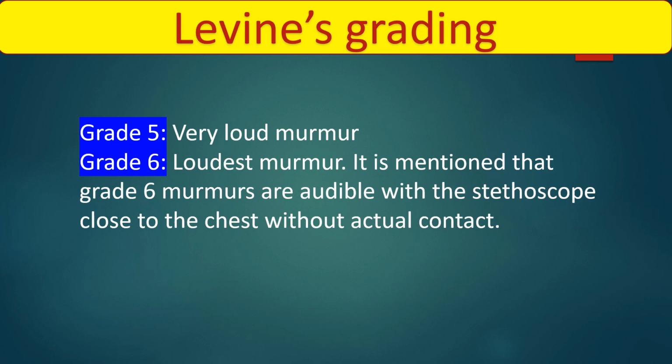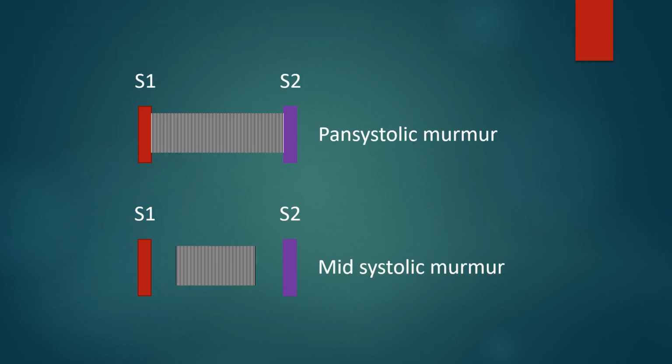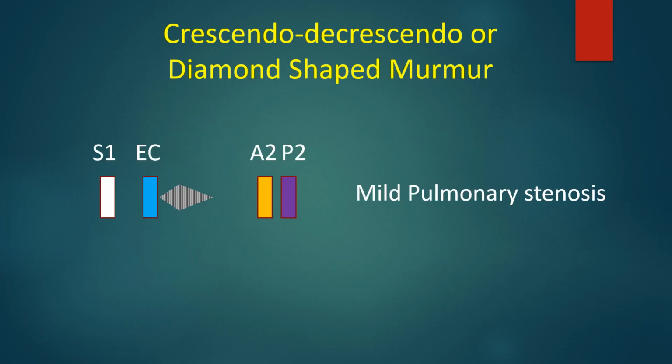actual contact. A murmur which extends throughout the systole is called pansystolic murmur, also known as hollow systolic murmur. Important pansystolic murmurs are those due to mitral and tricuspid regurgitation and that of a ventricular septal defect. Mid-systolic murmur starts a short period after the onset of systole. Typical mid-systolic murmur is that of mitral valve prolapse. Late systolic murmur could also be there in mitral valve prolapse.